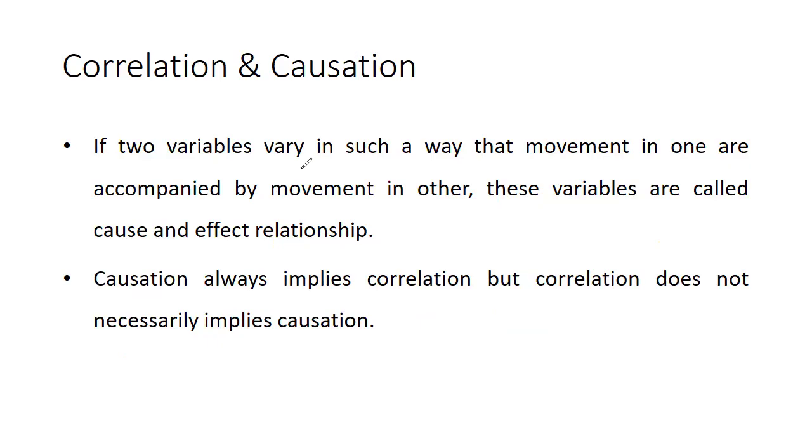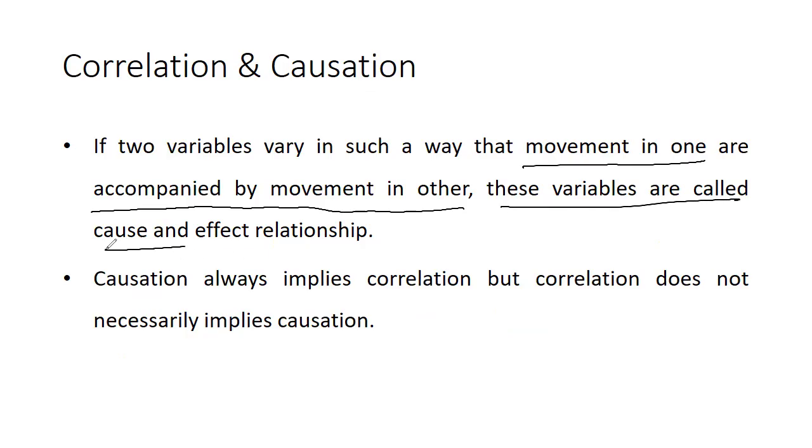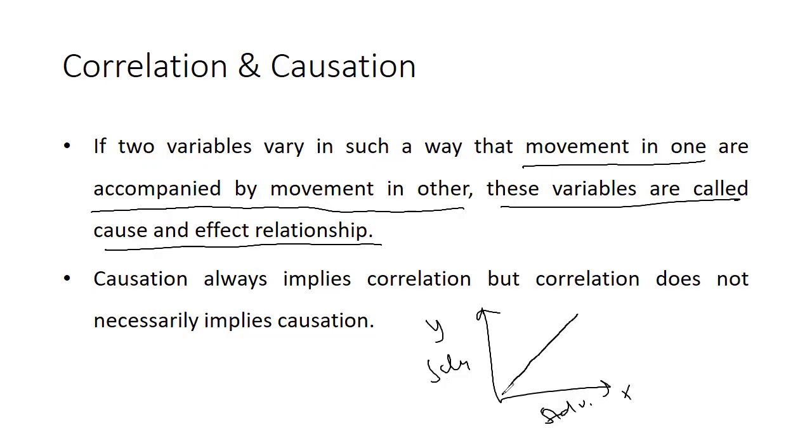If two variables vary in such a way that movement in one is accompanied by movement in the other, these variables have a cause and effect relationship. As I told you, in advertising, expenses and sales: as advertising expenses increase, the dependent variable sales also increases. It is a cause and effect relationship. Causation always implies correlation.